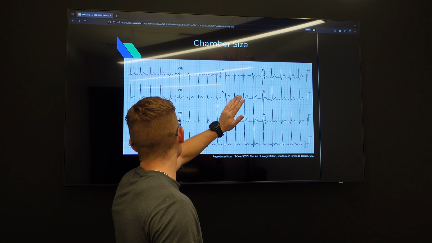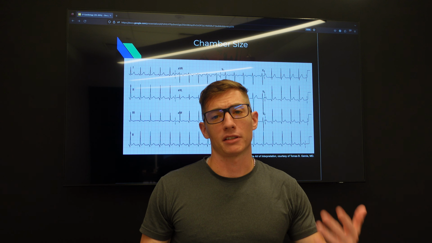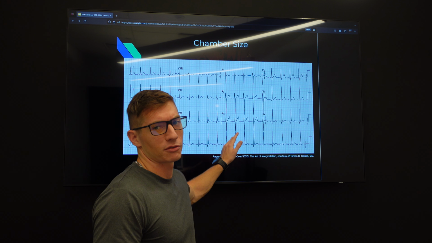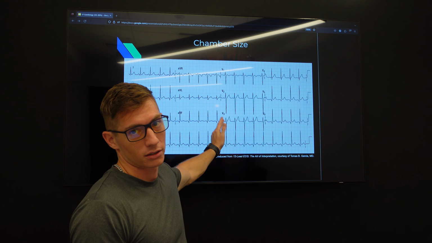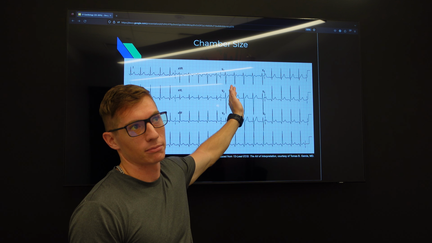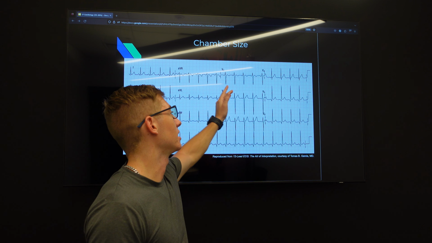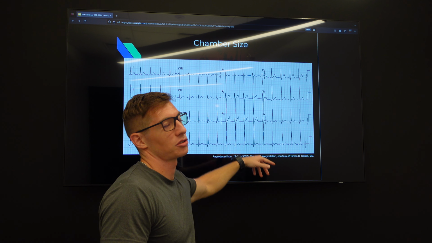I forget what the voltage is supposed to be on it, so I have to go way back into my slides. But anyway, point being, 11 on AVL, you're looking for 11 or more millimeters, and then V5 and V6, you're looking for over 35. And that's going to mean left ventricular hypertrophy.